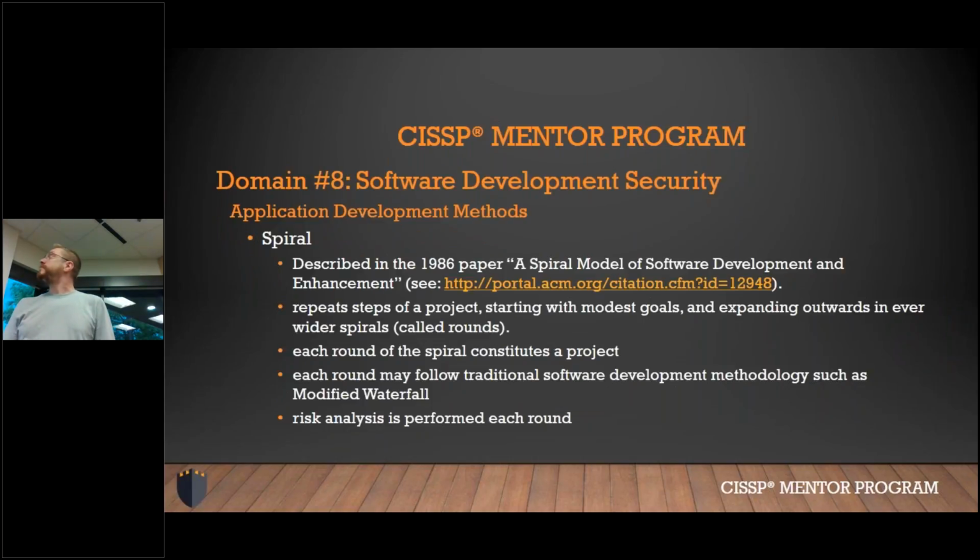Spiral. 1986 paper, spiral model of software development and enhancement. That sounds really exciting. I'm not a developer. So we repeat the steps of a project starting with modest goals, expanding outward, right? So each step of the spiral, or each round, constitutes a project. That's important to understand. Each round can be a different sort of development methodology, and you do a risk analysis with each round.